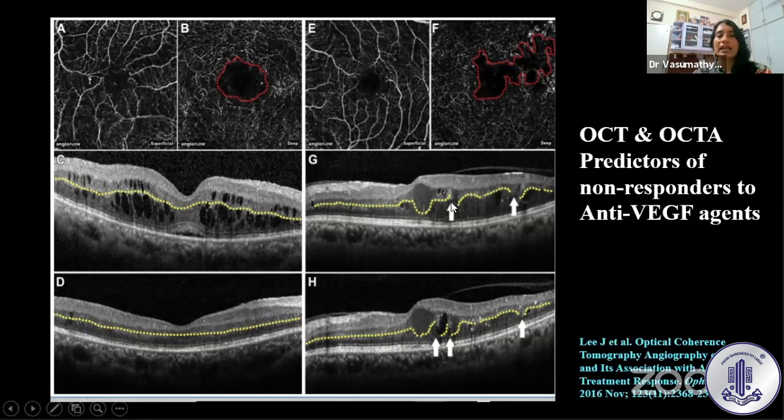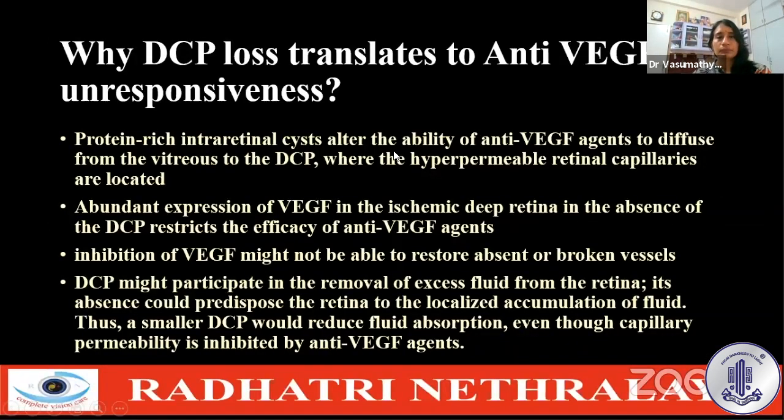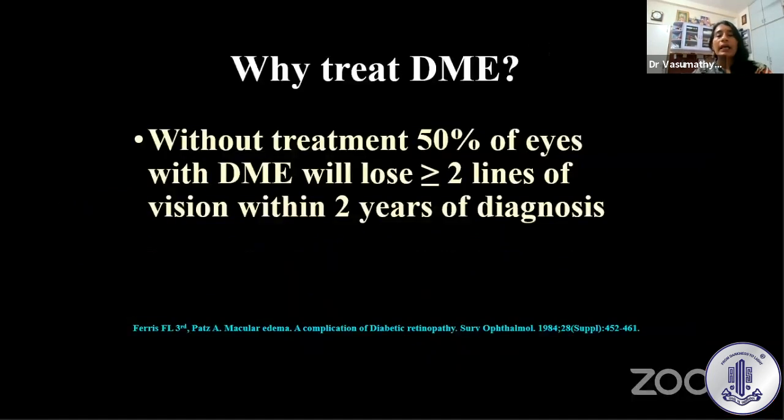And this is a patient who has extensive deep capillary plexus ischemia as well as disruption in the outer plexiform layer, and this patient did not respond well to anti-VEGF agents. So whenever patients have disruption in the outer plexiform layer and are not responding to anti-VEGF, it's better to switch to intravitreal steroids. And there are several reasons why the DCP loss translates to anti-VEGF unresponsiveness.